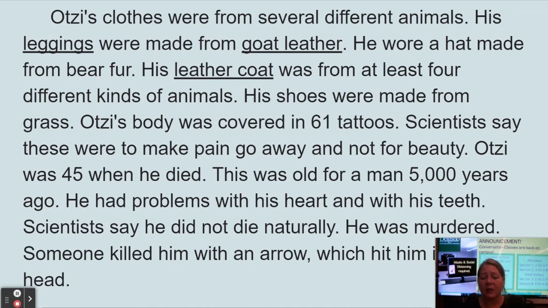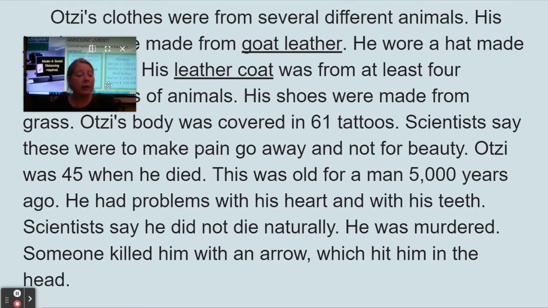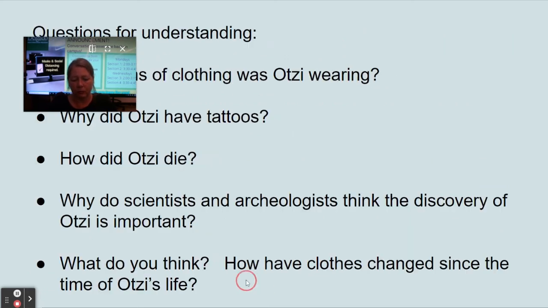Ötzi's body was covered in 61 tattoos. Scientists say these were to make pain go away and not for beauty. Ötzi was 45 when he died. This was old for a man 5,000 years ago. He had problems with his heart and with his teeth. Scientists say he did not die naturally. He was murdered. Someone killed him with an arrow, which hit him in the head. Oh, that's poor Ötzi, right?